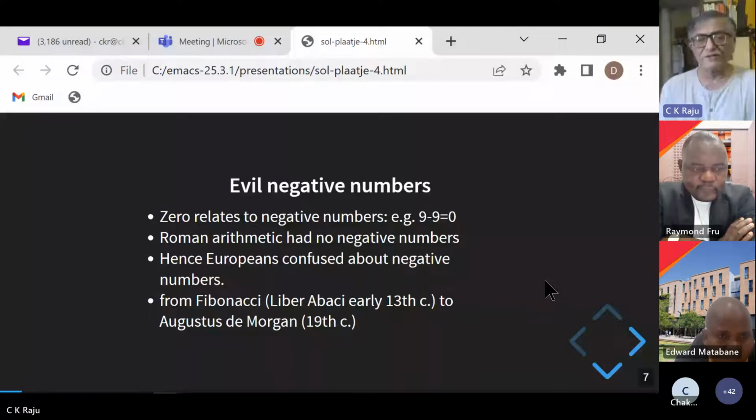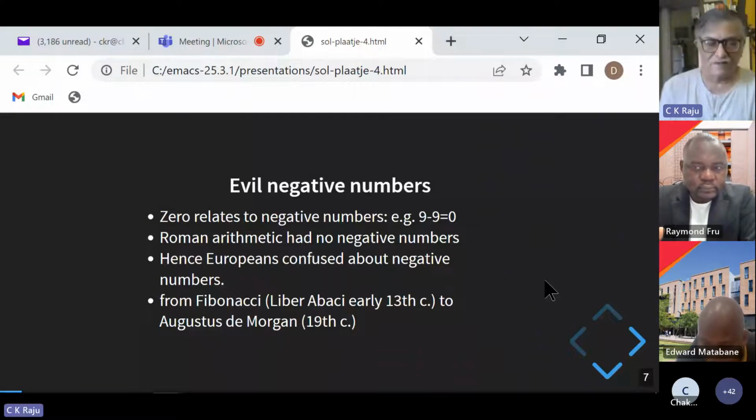Now, zero relates to negative numbers. So 9 minus 9 is 0. But Roman arithmetic had no negative numbers. So you're dealing with pebble arithmetic. There's no such thing as a negative pebble. So Europeans were confused about negative numbers, from the time of Fibonacci's Liber Abaci, I'm leaving out Gerbert, to Augustus De Morgan.